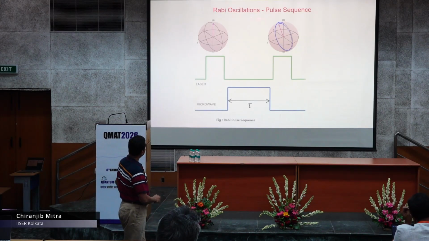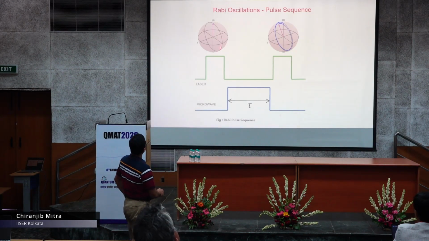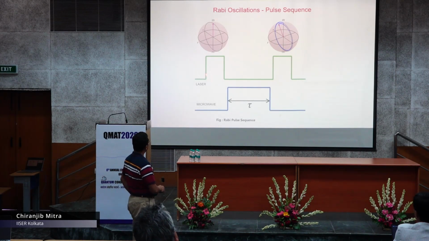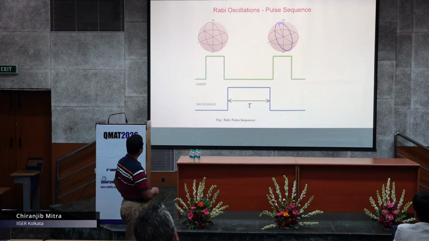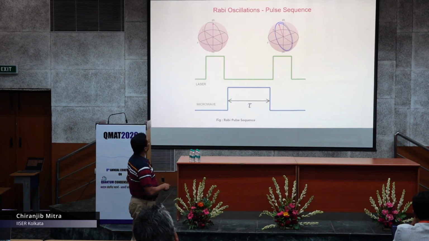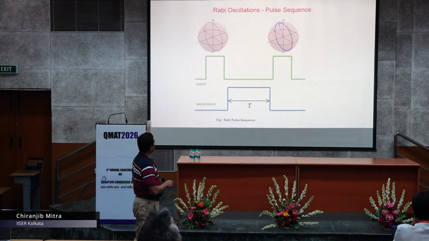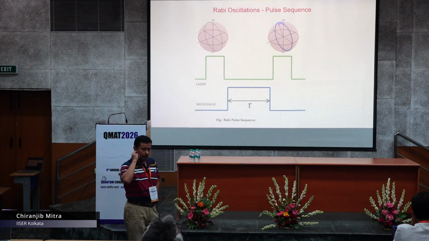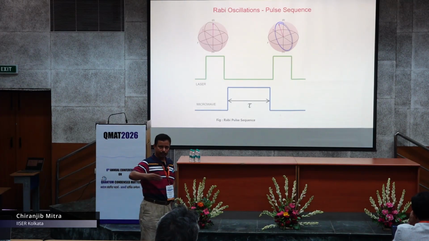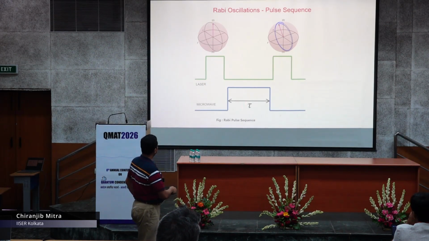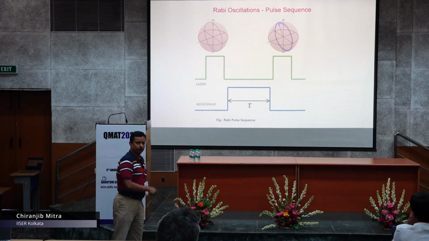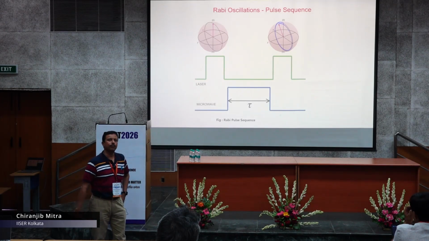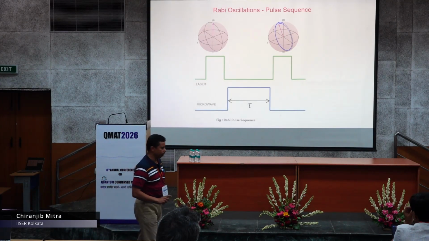So this is the Rabi oscillation sequence. I initialize the spin to 0 by applying this laser pulse, and then I give a microwave pulse, and then again I give a readout pulse. So that's where it goes back, and I go on giving these microwave pulses with varying duration. I vary the pulse duration. The frequency is fixed on resonance.